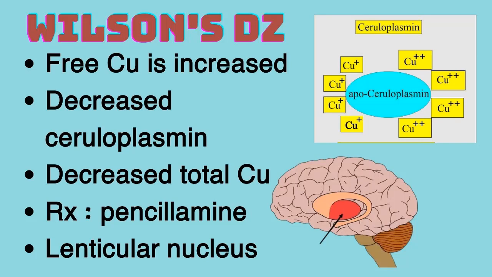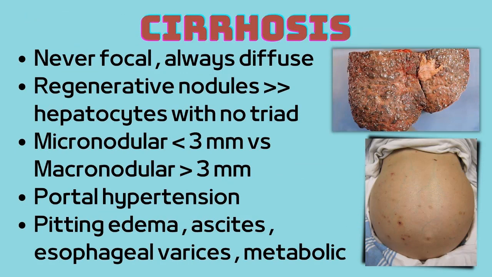Okay, now we're talking about cirrhosis. Very good. Thank you for chiming in there. That's very, very good. All right. And some of you thought this was a normal liver, and that's not. It shouldn't have bumps all over the place. Now, cirrhosis is never focal. Cirrhosis is always diffuse. Okay.